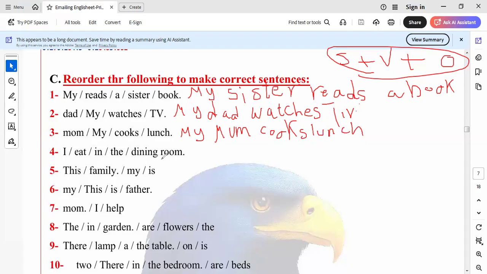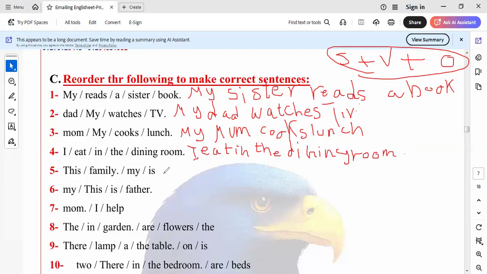I eat in the dining room. So here it will be: I, this is the subject. Where is the verb? Eat. I eat in the dining room. In the dining room. So here, I eat in the dining room, and I put a question mark at the end of the sentence.